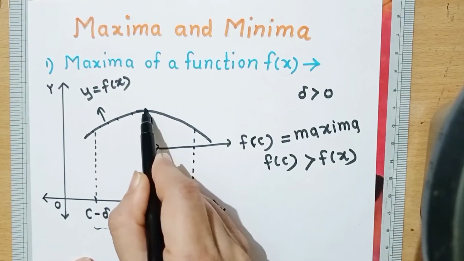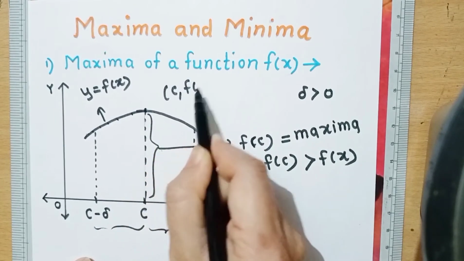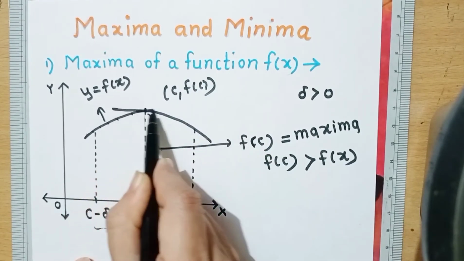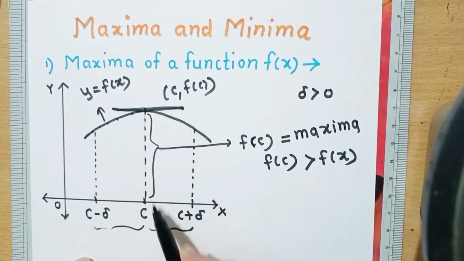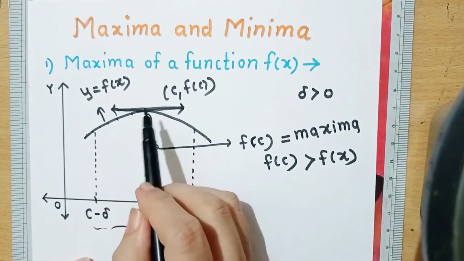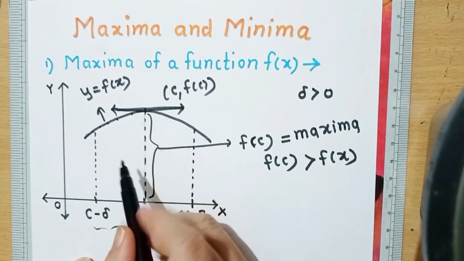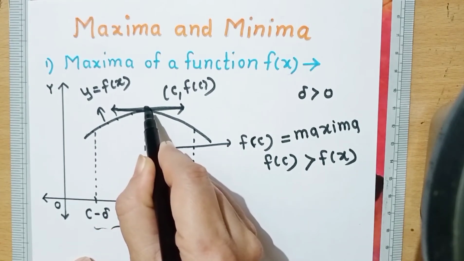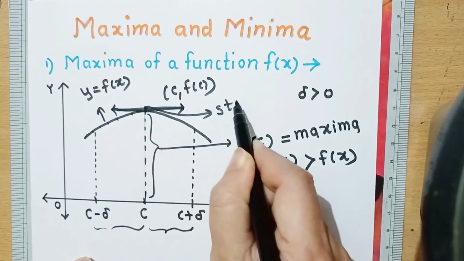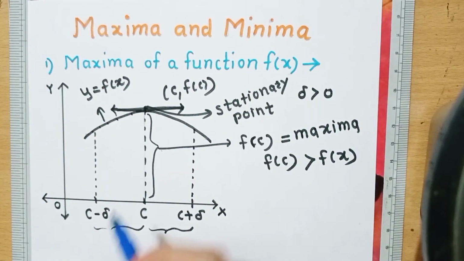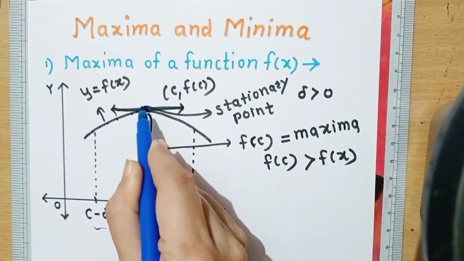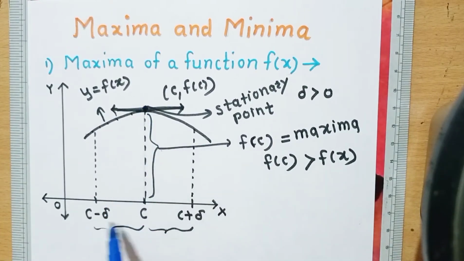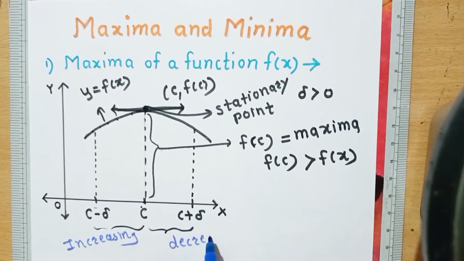And at this point, c, f(c), if I draw the tangent, this tangent is exactly parallel to the x-axis, that means f dash of c equal to 0. So this point is called a stationary point. Therefore the function has maxima at this point if the function is increasing in this interval, and if the function is decreasing in this interval.